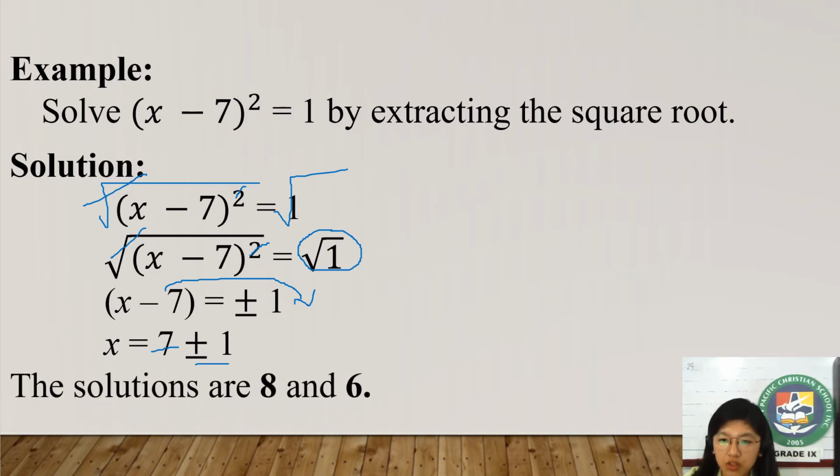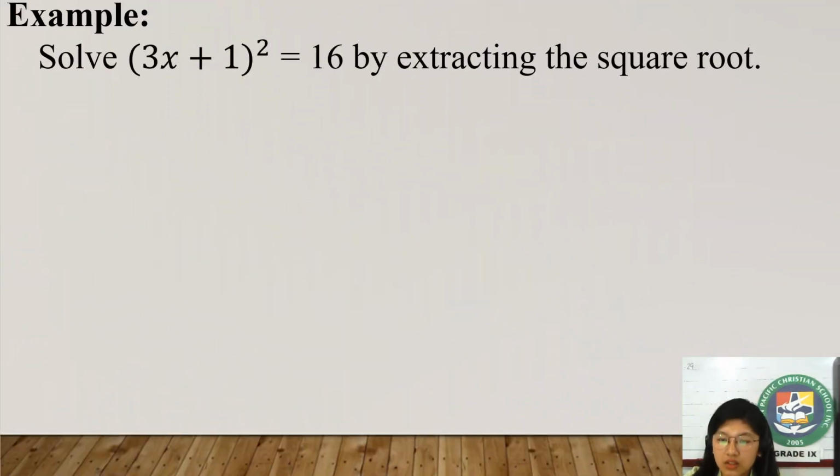So when we separate that, why did it become 8, and why 6? For the first one, x is equal to 7 plus 1, it will give you 8. And the second one, we have x equal to 7, then since we already have a plus or positive, we have negative or minus 1. So it will be 6. That's why our solution is 8 and 6.